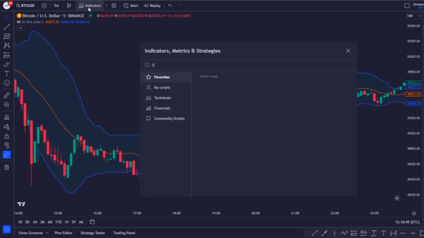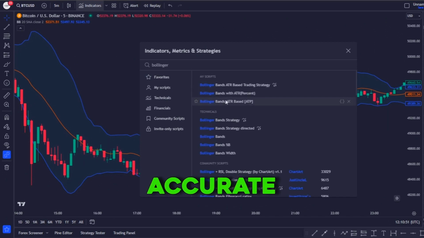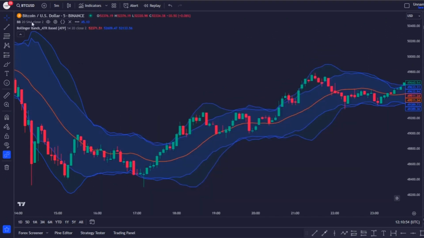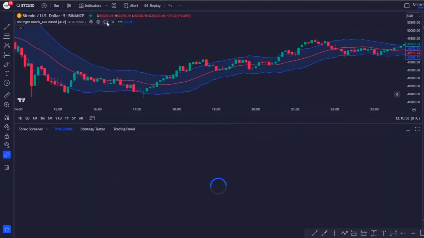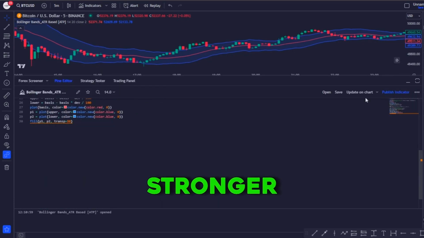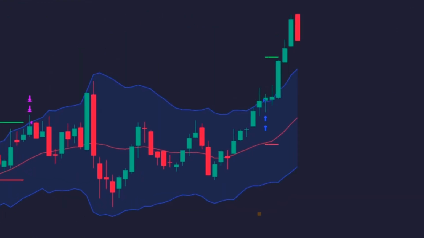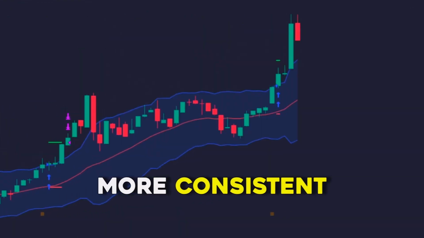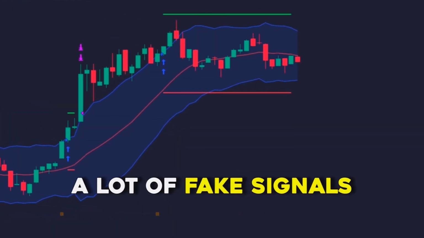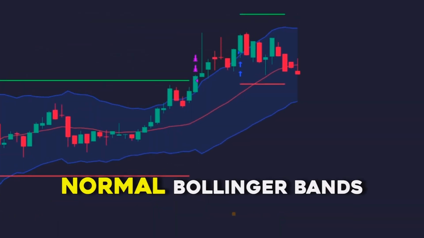And so, to make this popular indicator a bit more accurate, I updated its calculation method by using the ATR indicator. And now I have a better, stronger and more efficient version of the Bollinger Bands indicator. You can see that now the entry signals are more consistent, and in this way I eliminated a lot of fake signals given by the normal Bollinger Bands.